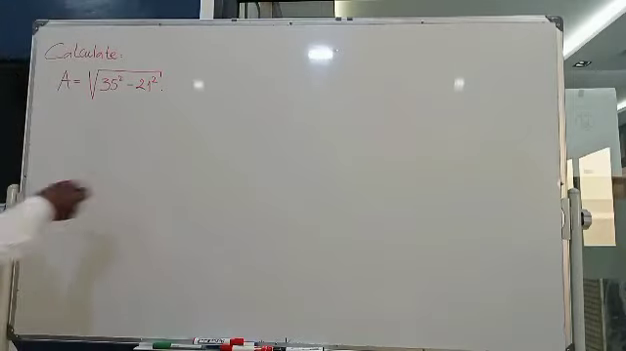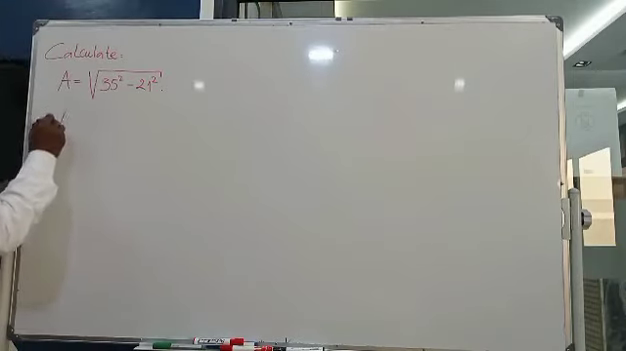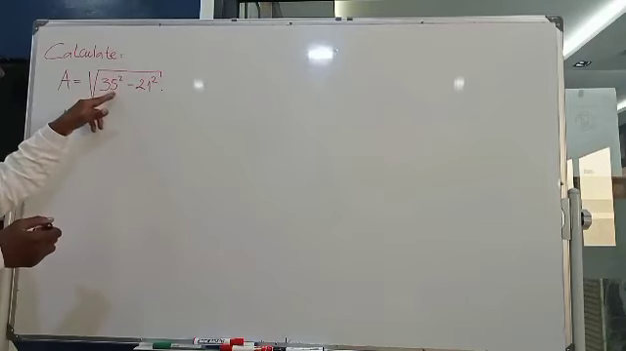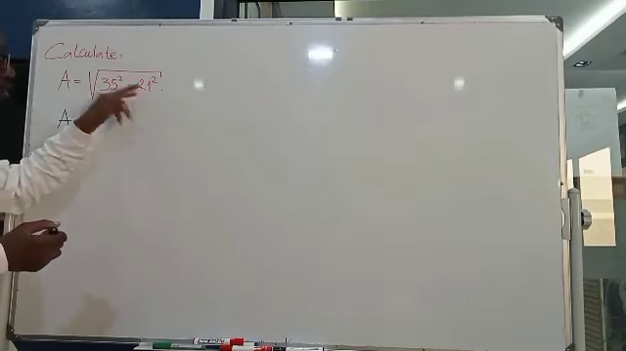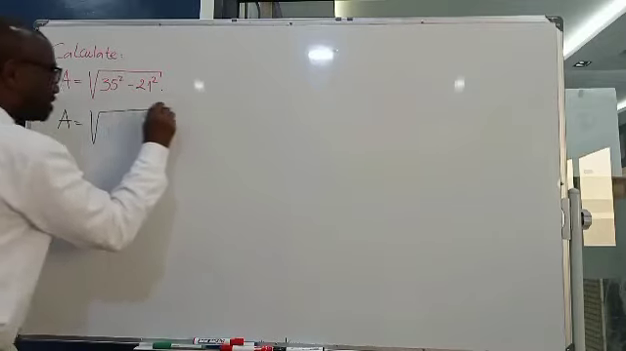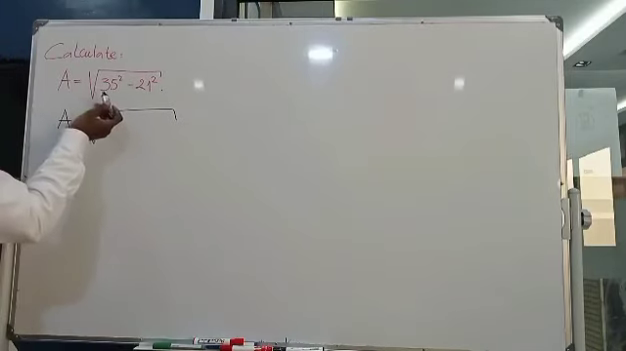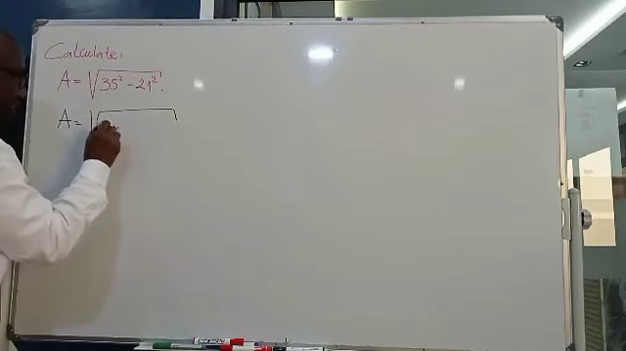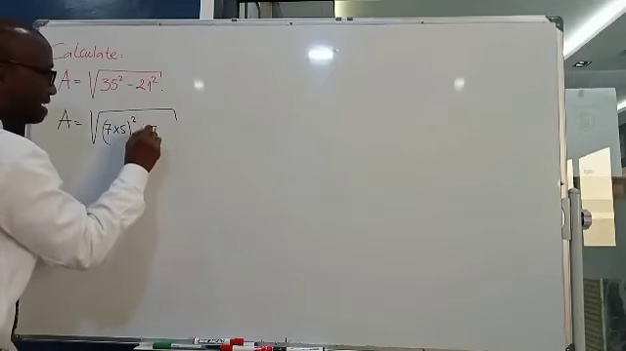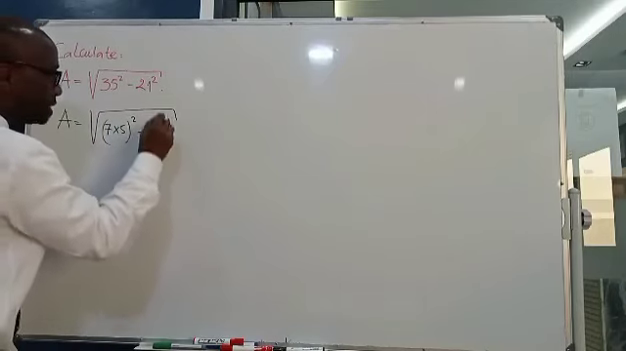So let's try. So we have A, that is square root of 35 squared minus 21 squared. Okay, so I'm going to rewrite this expression another way. 35 is 7 times 5, all squared, minus 7 times 3 squared.